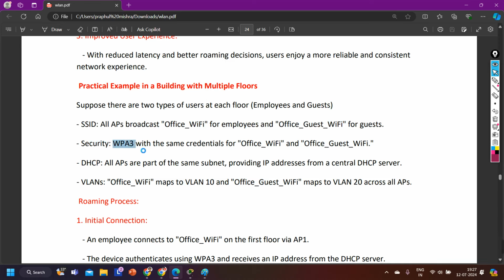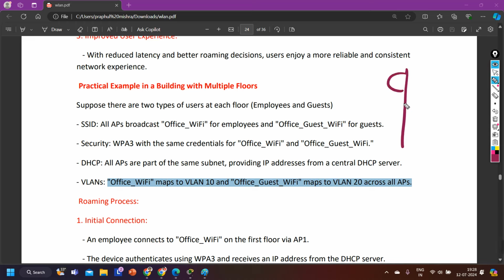Then security, WPA2 with the same credential for both SSIDs, right? DHCP, all APs are part of the same subnet providing IP addresses from a central DHCP server. Then, guys, VLAN. You need to map these SSIDs with VLANs. Let's say office Wi-Fi with VLAN 10 and office guest Wi-Fi with VLAN 20 across all APs. So on all APs you are going to create two VLANs, VLAN 10 and VLAN 20. You are going to map the office Wi-Fi SSID with VLAN 10 and office guest Wi-Fi with VLAN 20 at each floor on all APs, right?